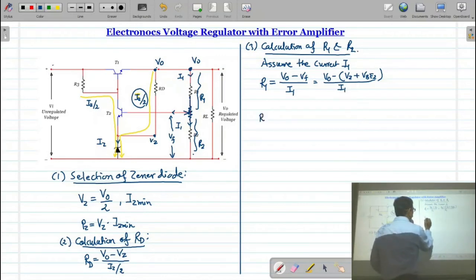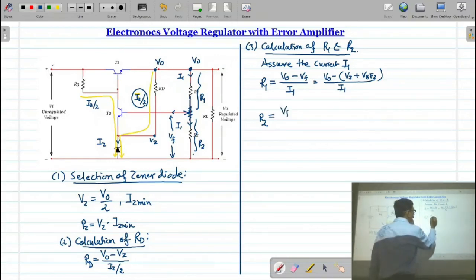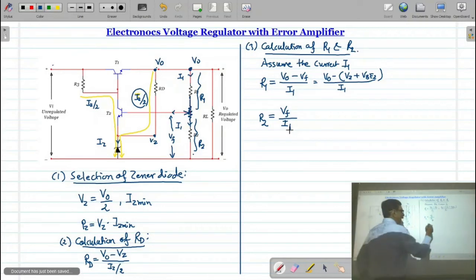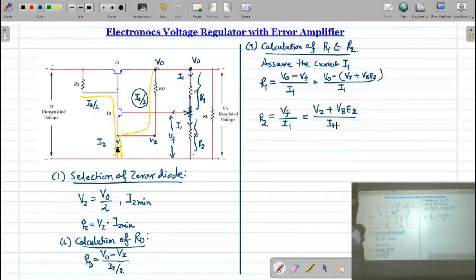Now what about R2? The voltage drop across R2 is VF. And how much current is passing through this R2? I1. Okay? Because I already mentioned that whatever base current is there, it is very small compared to I1, so we consider I1. And VF is nothing but VZ plus VBE2. So R2 equals (VZ plus VBE2) divided by I1. This is the formula for calculating the value of resistance R2.